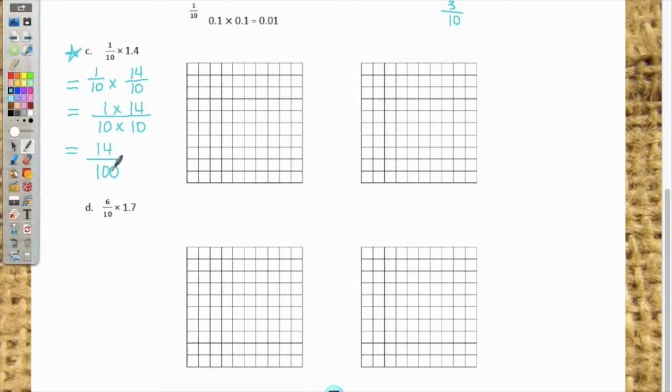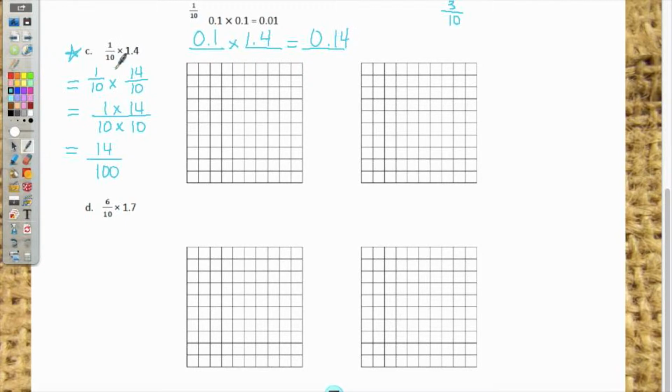Well, let's go ahead and write the whole problem. Something times something equals something. So 1/10, change it to a decimal, 0.1. 1.4 is already a decimal, isn't it? And 1400ths, how do I write that? Okay, so you're done with that, you're ready for the drawing.